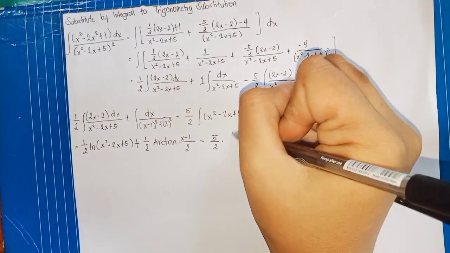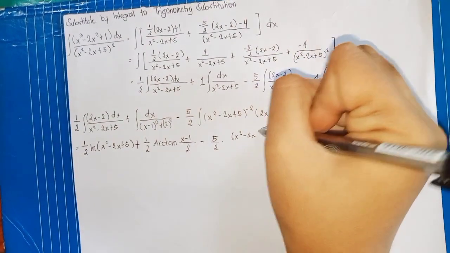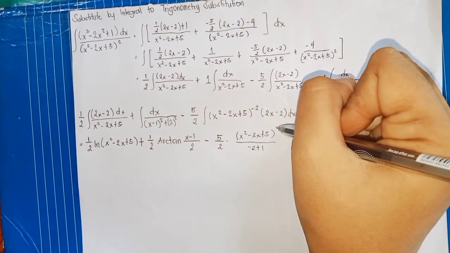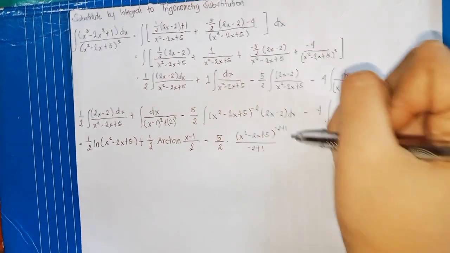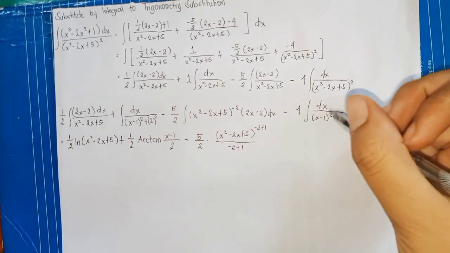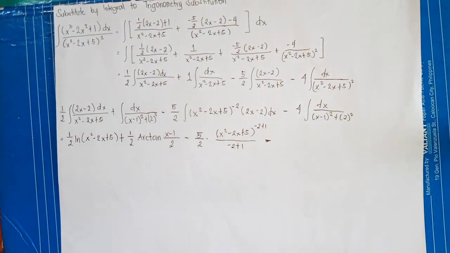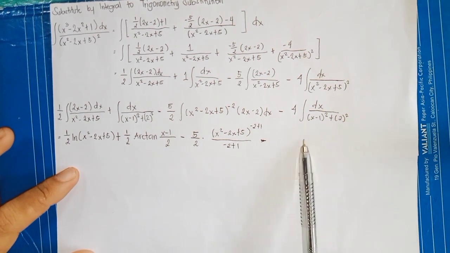Times the quantity x squared minus 2x plus 5 to the negative 2 plus 1. In this case, we will use the general power formula. Okay, so let's first solve the last term so that we can get our answer for this. In the last term, we will integrate using trigonometric substitution.